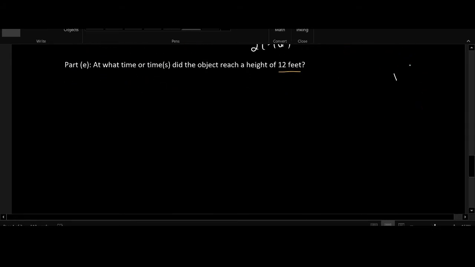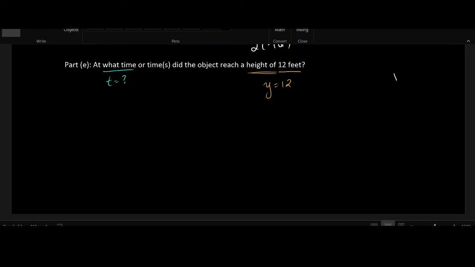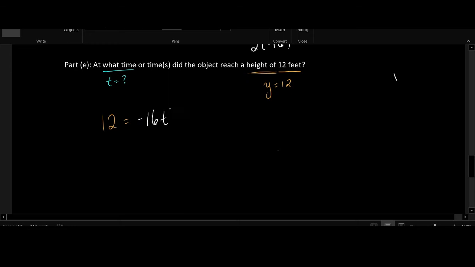It says at what time or times. So it's asking about time, it's asking about t. In particular, which t value? The t value that is associated with a height of 12. In other words, a y value of 12. So in the equation that I was given, I'm going to start by taking the y value and replacing it with the given number 12 for this problem. 12 is equal to negative 16t squared plus 30t plus 2.